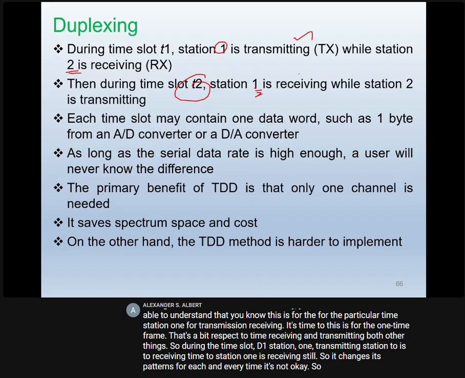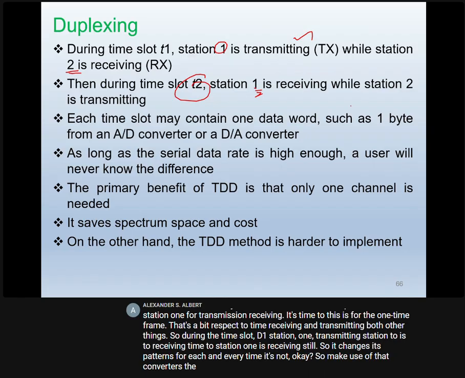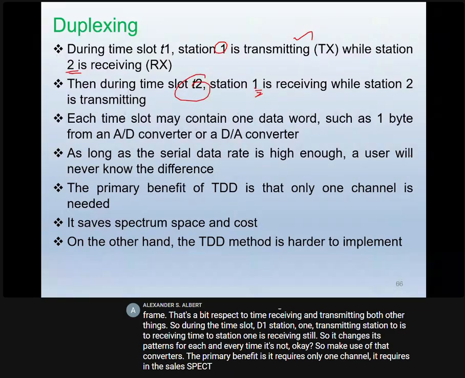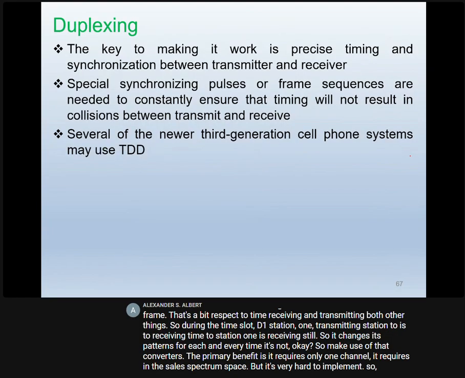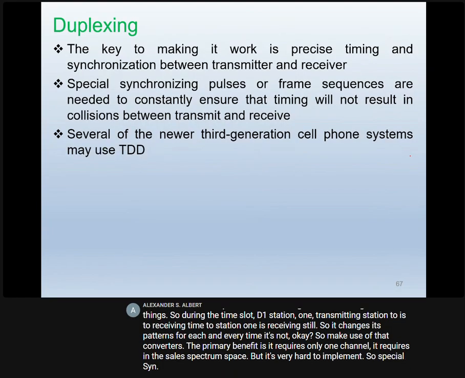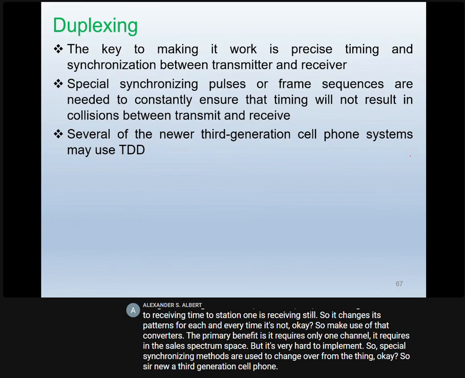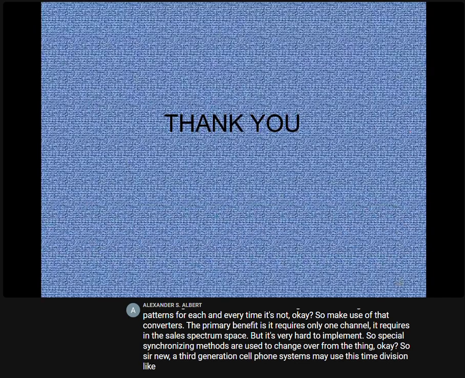The primary benefit is that it requires only one channel. It saves spectrum space, but it's very hard to implement. Special synchronizing methods are used to change over. Newer third generation cell phone systems may use this time division duplexing.